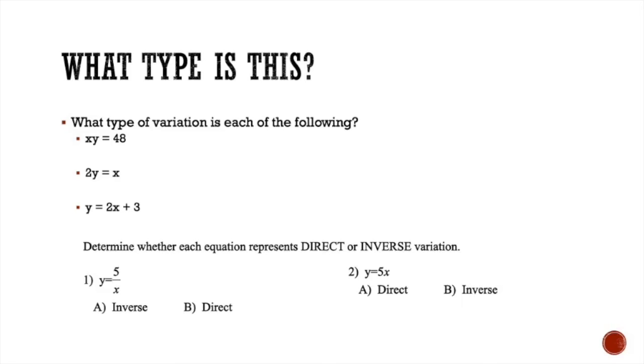All right, so numbers 1 and 2. Determine whether each equation represents direct or inverse variation. Number 1, inverse, because x is in the denominator. Number 2, direct, because x and y are multiplying. If you're multiplying, it's direct. If you're dividing, it's inverse. You with me so far? Okay. I'm ahead of you, actually.